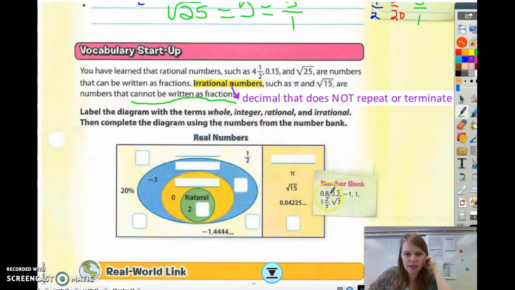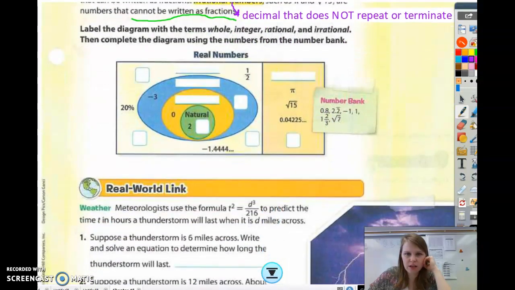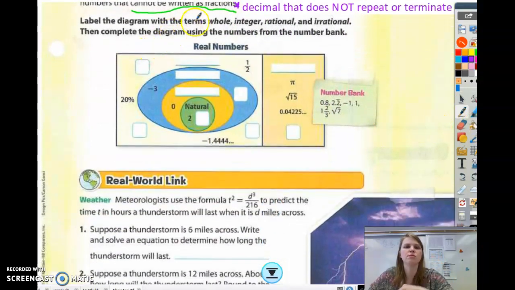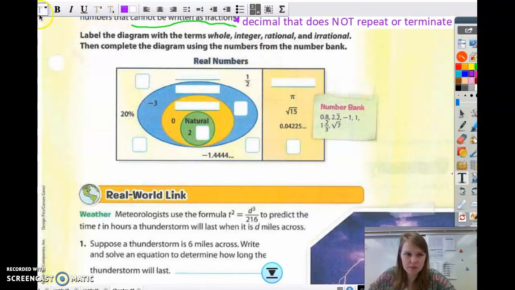So let's plug the numbers in our number bank into this Venn diagram and see what we can categorize. It says label the diagram with the terms whole, integer, rational, and irrational. Then complete the diagram using the numbers from the number bank. Well, they just told us pi and the square root of 15 are irrational, so let's put that on this line. I'm going to type it because I'm worried I don't have enough space. I'm going to say these are irrational. Well, if all of these are irrational, that must mean that this side is rational.